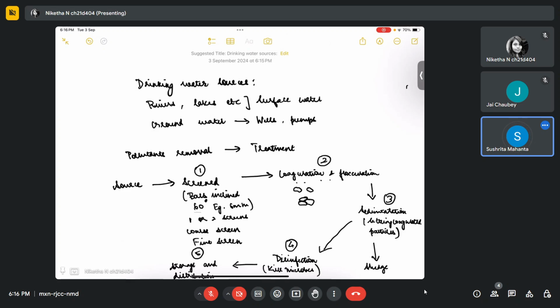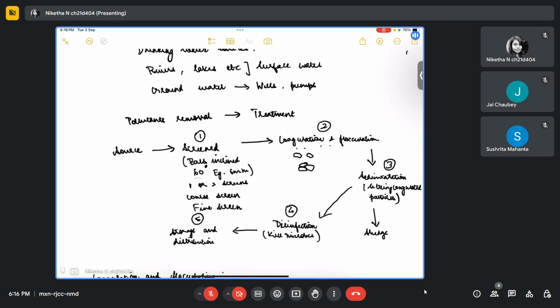No, ma'am. Okay, so I'll just explain whatever I said. Drinking water sources can be divided into two categories: surface water and groundwater sources. Under surface water, we can have rivers, lakes, etc. And groundwater can be harnessed using wells and pumps. No matter what your drinking water source is, it's better to treat it so that we can remove any pollutants that are present.